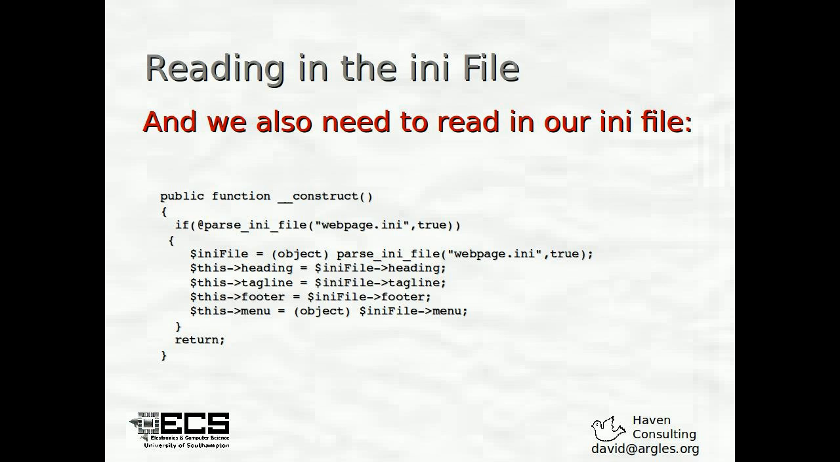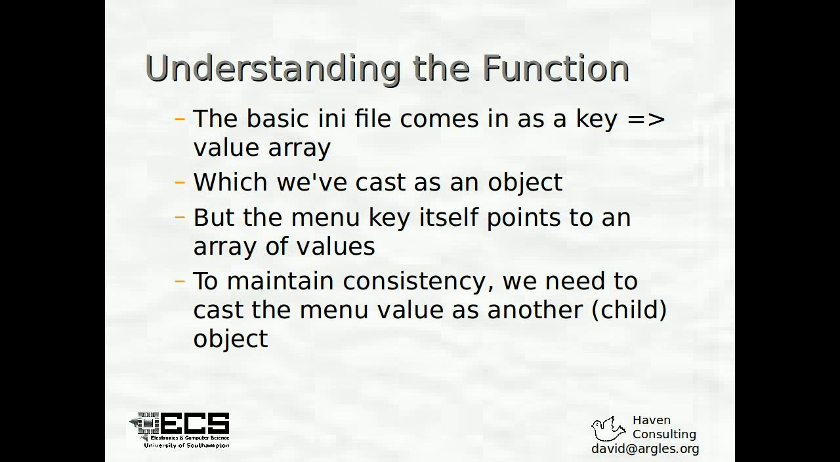Similarly, to set the tagline attribute within our web page class, we do $this tagline equals whatever came in through $ini file tagline, and the footer same way, and the menu the same way. And notice that on this last line, I'm going to take whatever's come in as the array for the menu. That's now going to be cast as an object. So within our class, this menu will be an object containing entries with page name pointing to page URL.